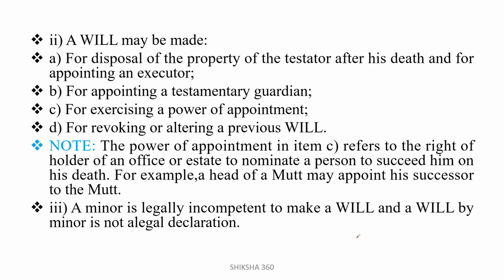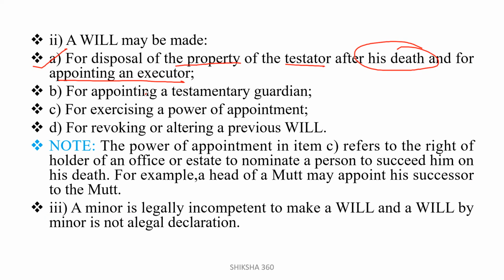Next one, a will may be made. Why will a will be made? A will may be made, first one, for disposal of the property of the testator after his death and for appointing an executor. Now one more word comes here, that is executor. Two things we have to cover in this session, codicil and executor. Testator we have already known.